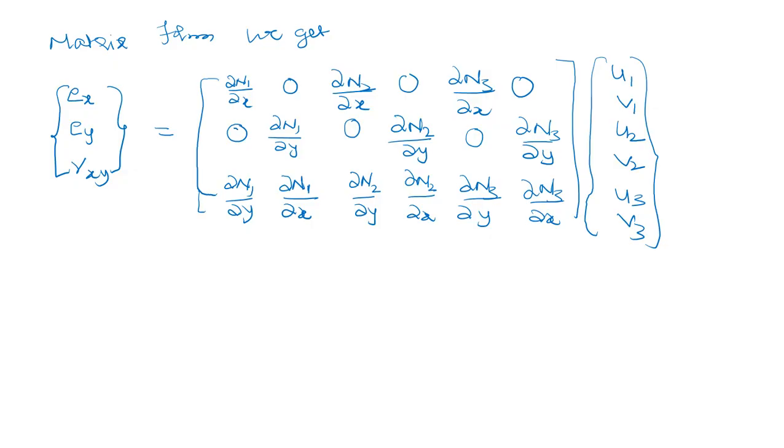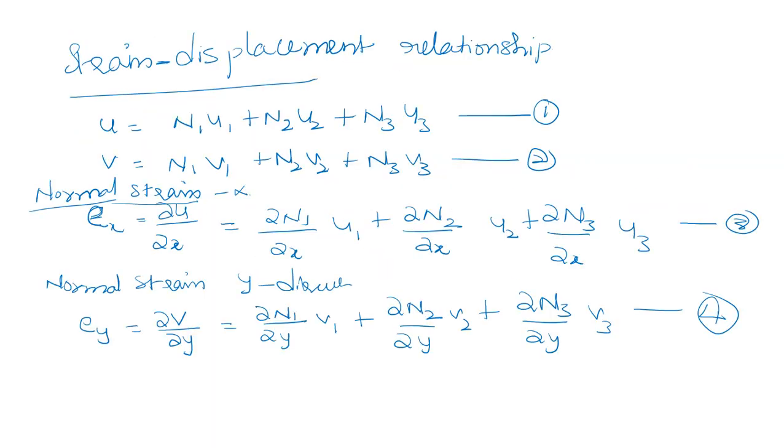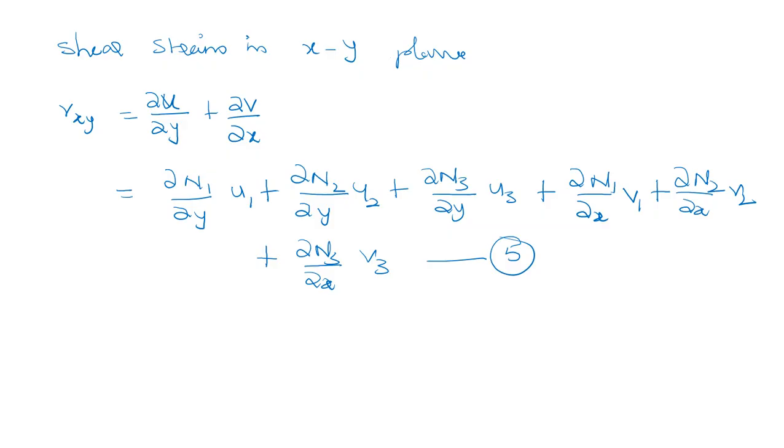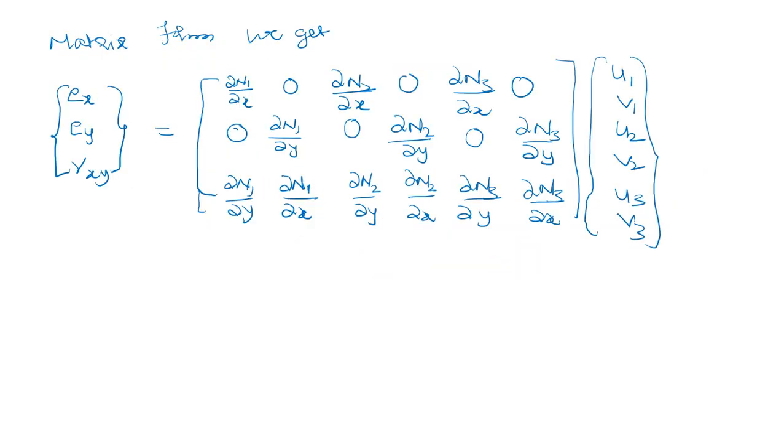Just what we did, simply we write the strain equations in matrix form. These two equations, equation 3 and 4, and equation 5, we just write in matrix form. So we'll get this one. Okay, now we know the N1, N2, N3 values. Yeah, we know that. What is N1?